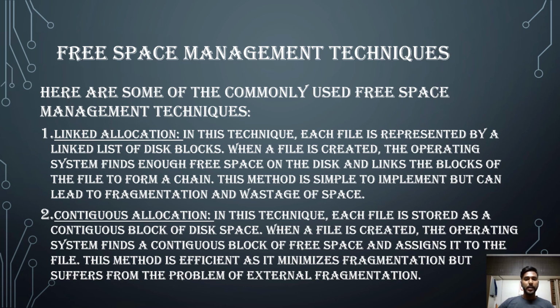When a file is created, the operating system finds enough free space on the disk and links the blocks of the file to form a chain. This method is simple to implement but can lead to fragmentation and waste of space. The second one is contiguous allocation.